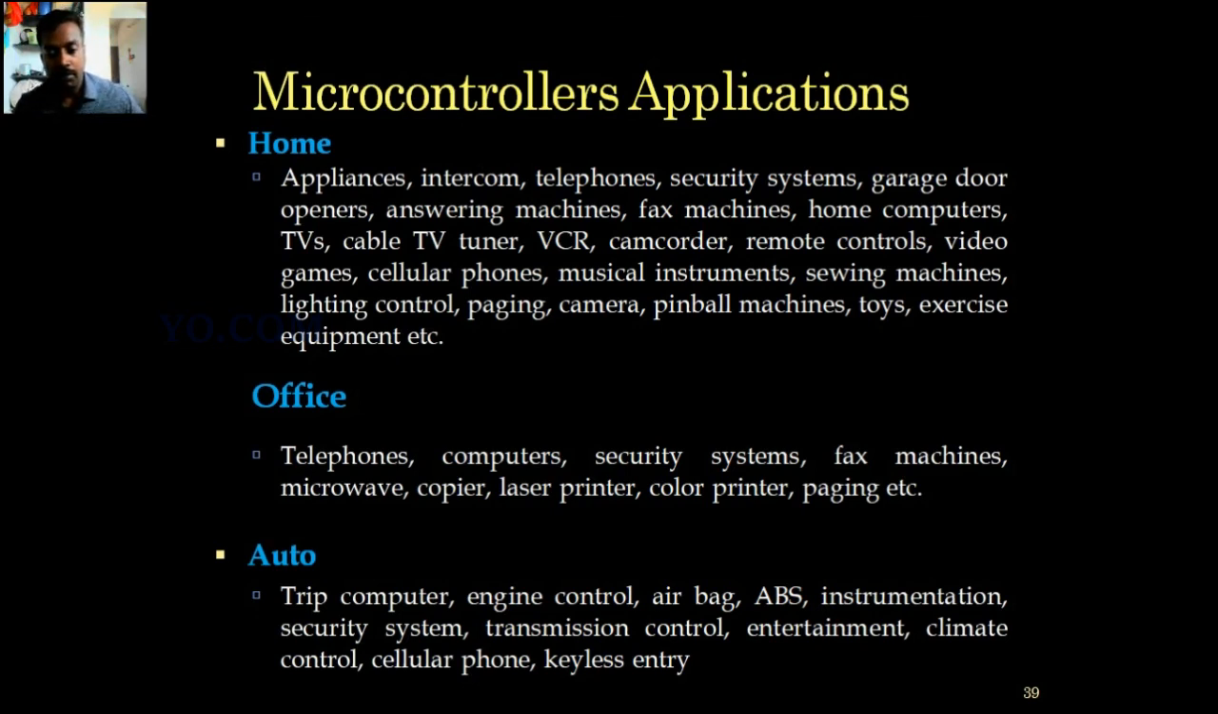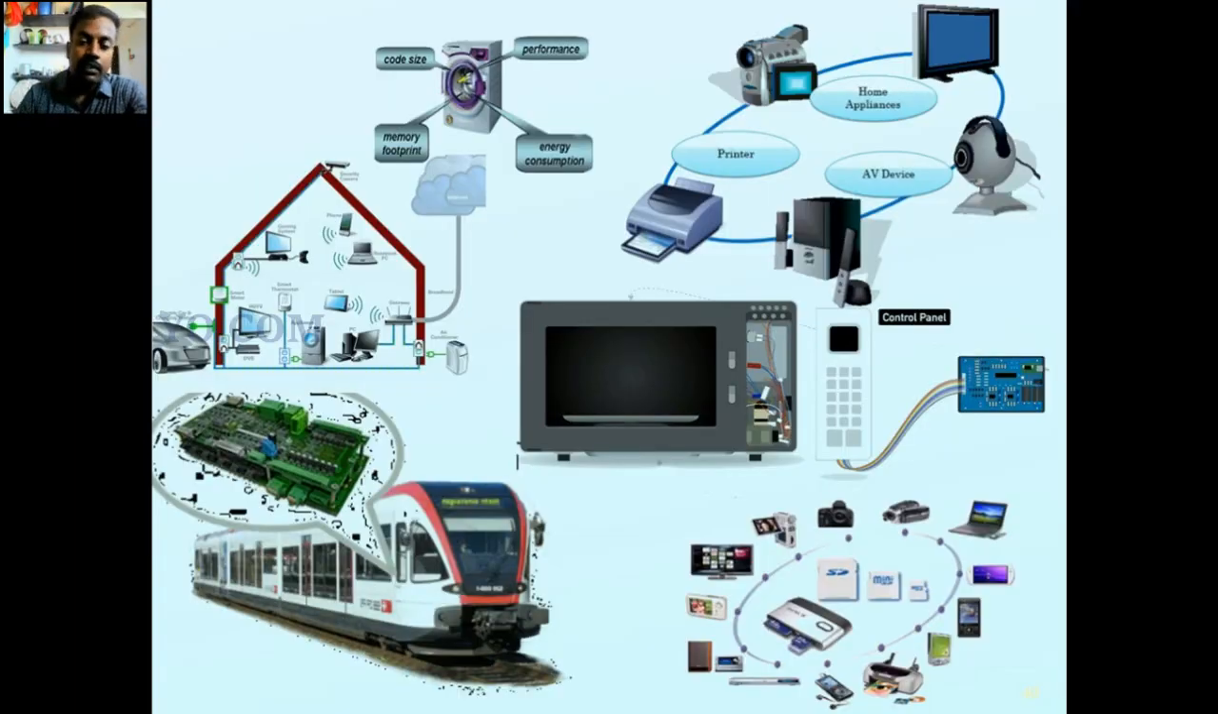In the office: telephone, computer, security system, fax machine, microwave, copier, laser printer, etc. In automobiles: trip computer, engine control, airbag, etc. In all these places we are using microprocessors and microcontrollers. So this is the end of the unit. Unit 3 is completed by this session.